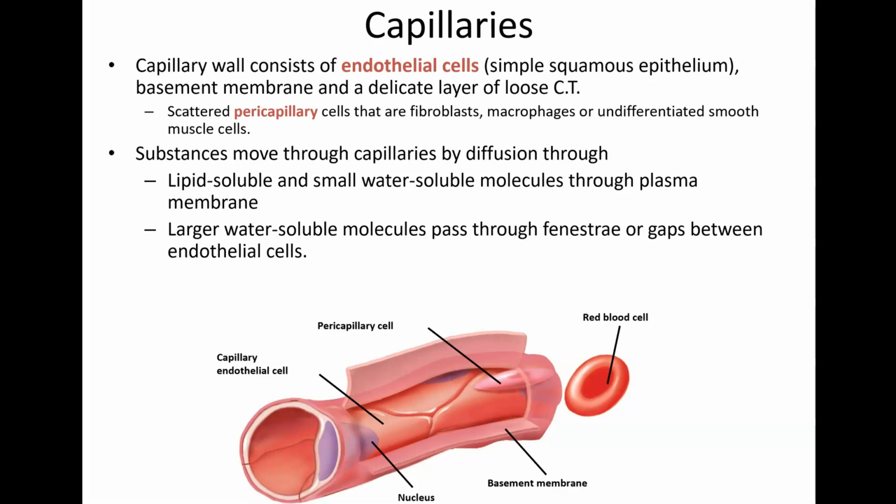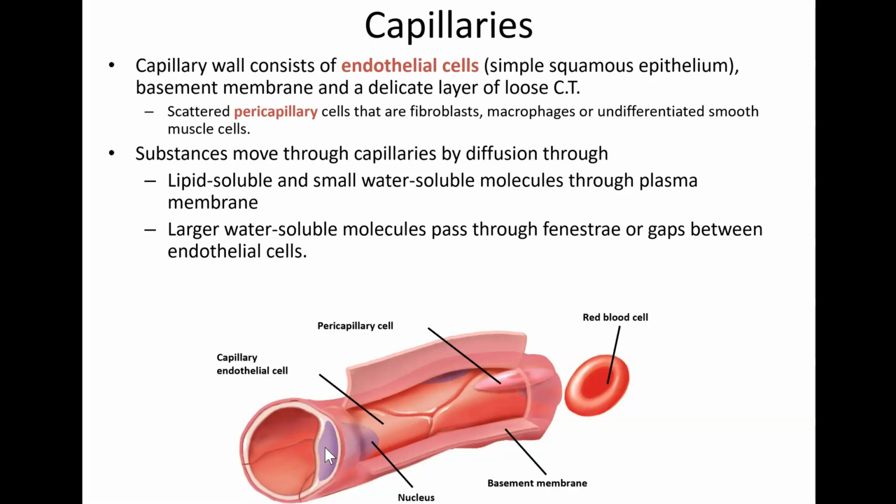Our capillary wall is going to be the thinnest of all the blood vessels. It is made up of endothelial cells, like we see over here, which is really just simple squamous epithelium. Remember, simple means one layer, squamous means flat, and epithelium is the type of tissue. So it's so flat that its nucleus gets kind of shoved to the side, as we see over here.